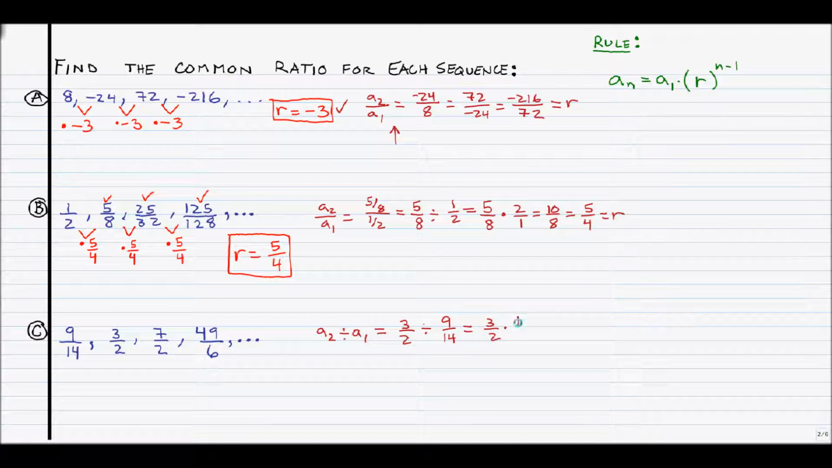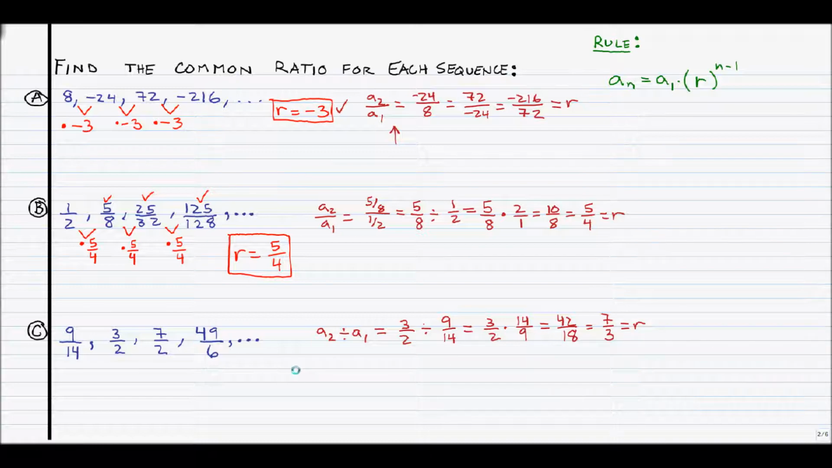Take sec 1 and reciprocalize it. Patent pending, that word does not exist yet. This is going to give us 42 over 18, which simplifies if we divide top and bottom by 6, down to 7 over 3. So it would appear that our common ratio is potentially 7 over 3.